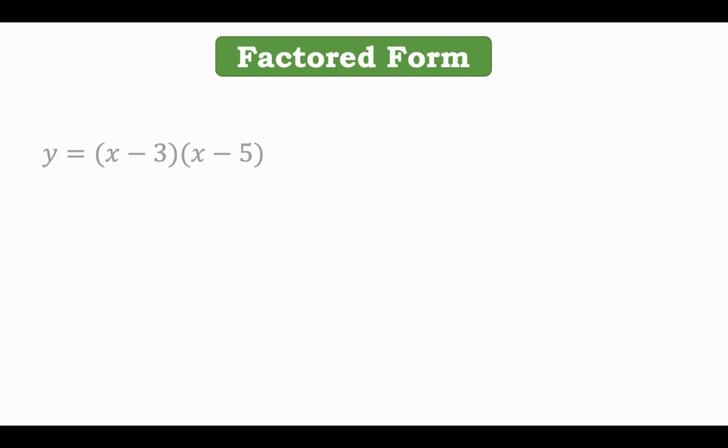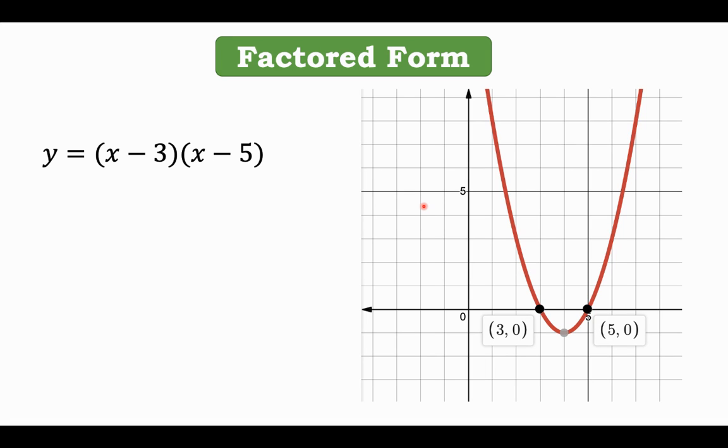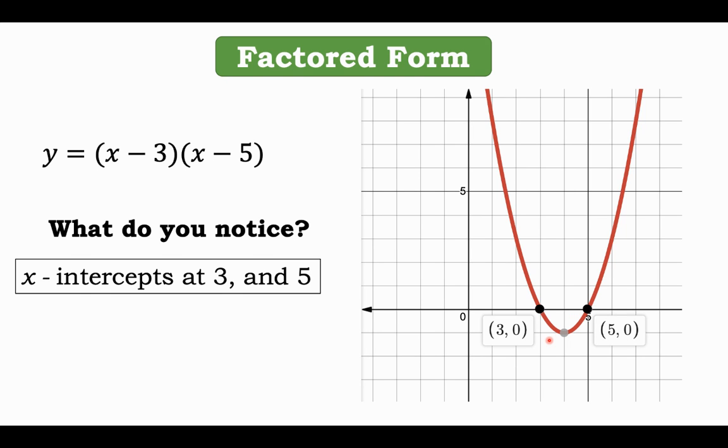So knowing that, if I put x minus 3 and x minus 5 here, what do you think our x-intercepts are going to be? Now, if you said this, you're right. So you got a 3 and a 5. So what did you notice? 3 and 5 are your x-intercepts.